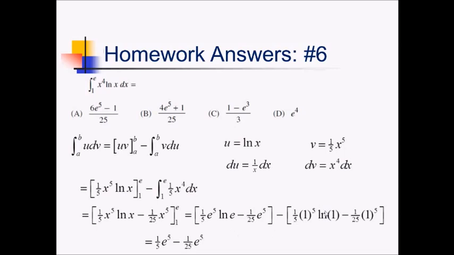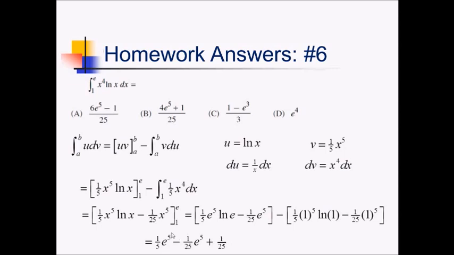Over here, ln of 1 is 0. So this whole first term is getting zeroed out. And we've really just got this negative 1/25 times 1 to the fifth, which is just negative 1/25. But we're subtracting it, so it's actually positive 1 over 25. All right, so now we're going to combine these.